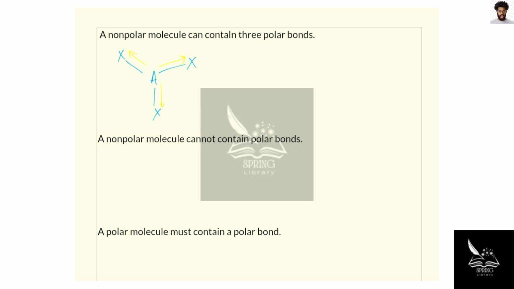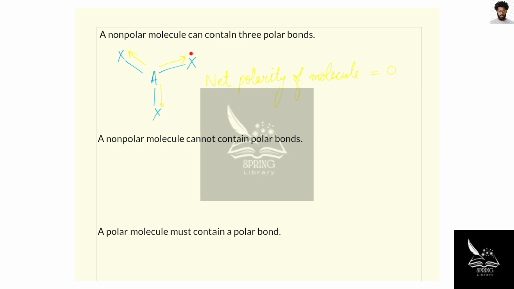Now if you see the net polarity of the molecule, it will be equal to 0. Why is it equal to 0? Because the resultant of these two bonds will be cancelled out by the resultant of this other bond, so there is no polarity left.